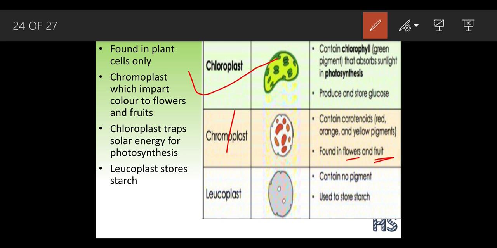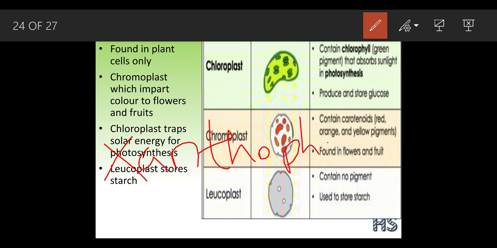So how is there a difference in the colors due to this chromoplast? These are the different colors. Carotene means orange and red, and xanthophyll means yellow color, because xantho is a Greek word where xantho means yellow and phyll means leaf. So it gets a yellow color texture.